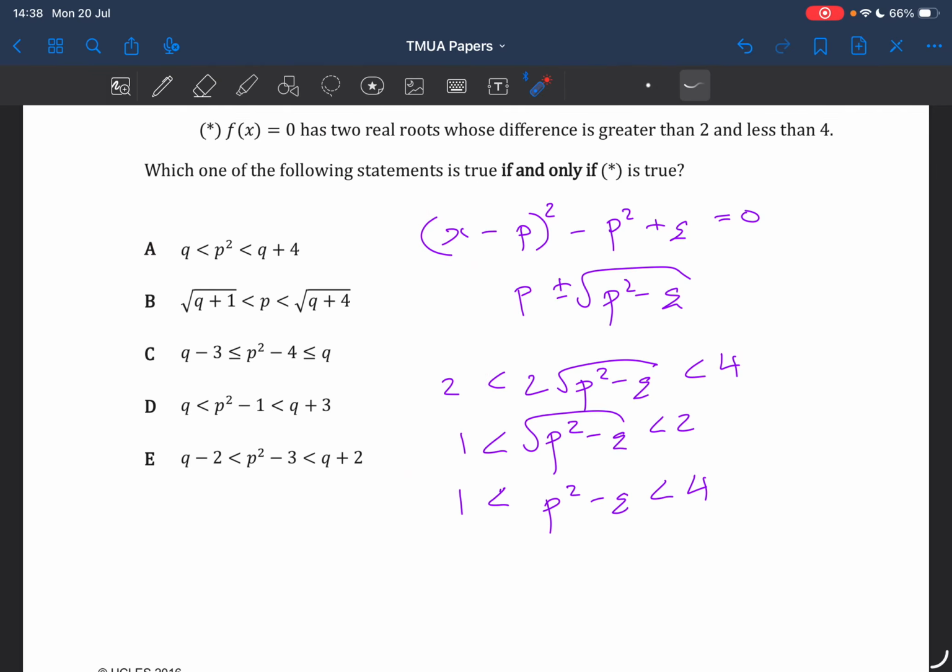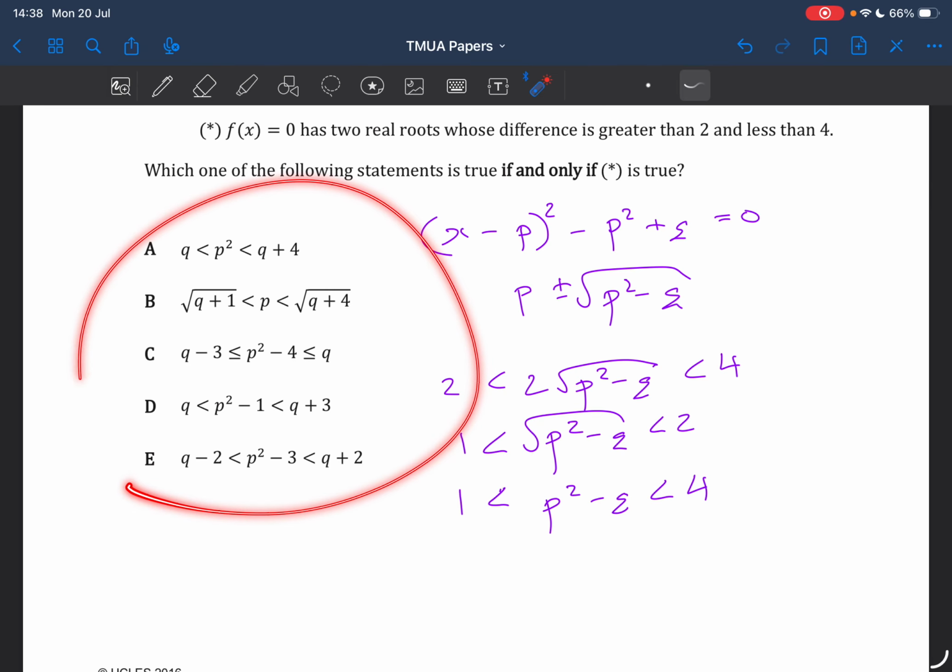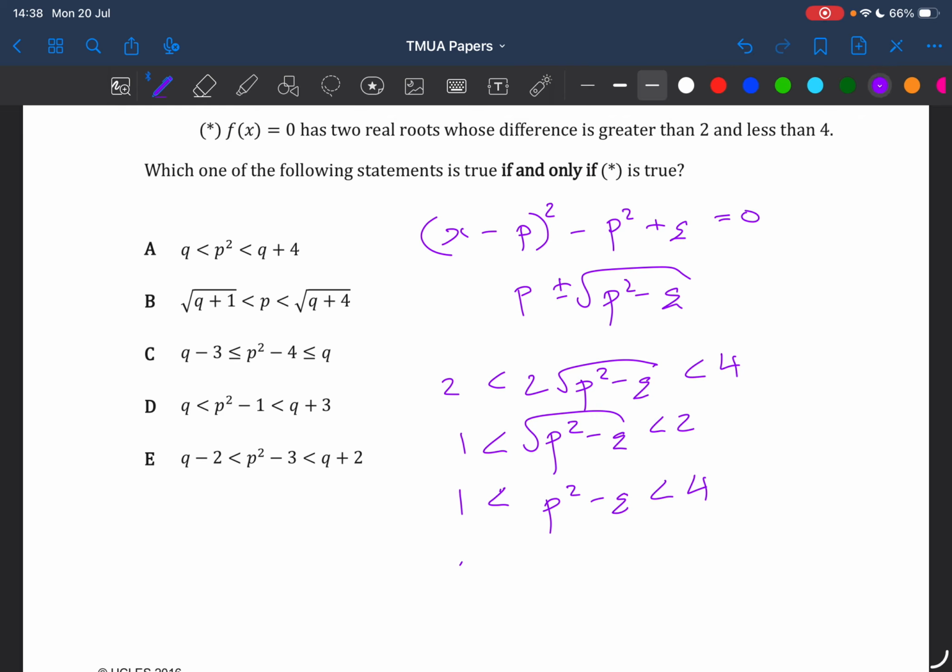Looking over here then, we do have 1 with p squared minus 4. Sorry, p squared minus q, that, isn't it? So none with p squared minus q. So let's add q to everything. Q plus 1 is less than p squared, which is less than q plus 4. That looks good. So let's rule some things out.